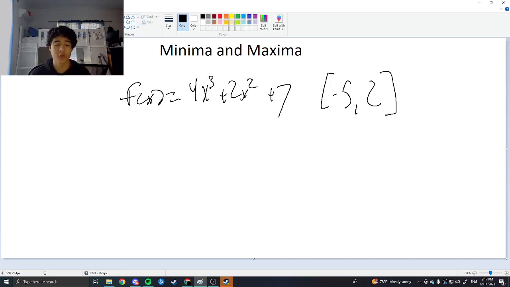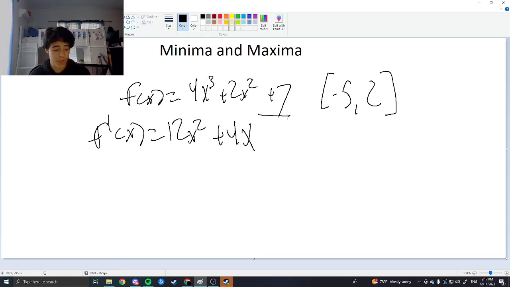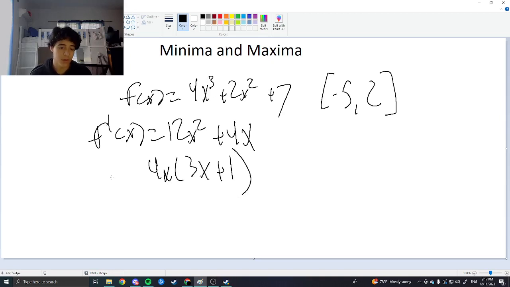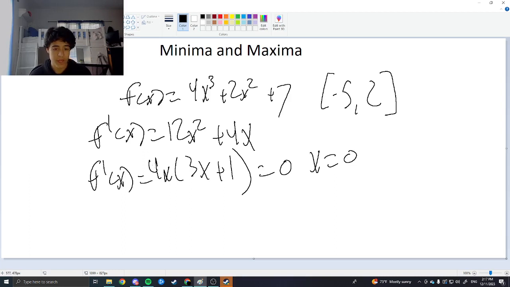First thing we have to do is find all the critical points, so we're going to differentiate this function. We're going to get f prime of x equals 12x squared plus 4x. The 7 goes away. And then we can factor this, and we'll get 4x(3x + 1). All right, so this is our f prime of x function. Now, if we set this equal to 0, we'll get x equals 0, because this first part will be 0, and for the second part to be 0, x has to be -1/3.